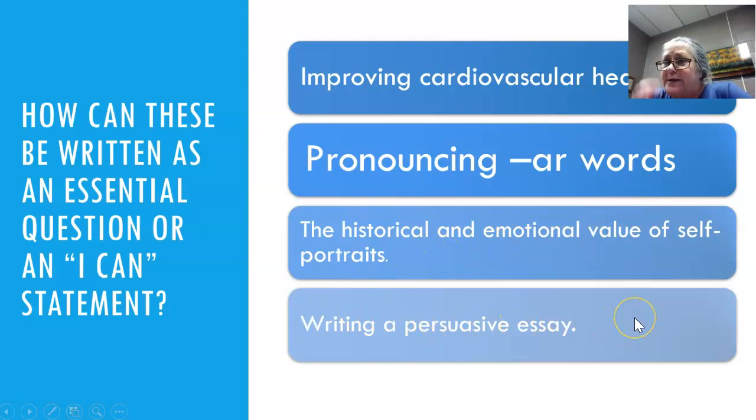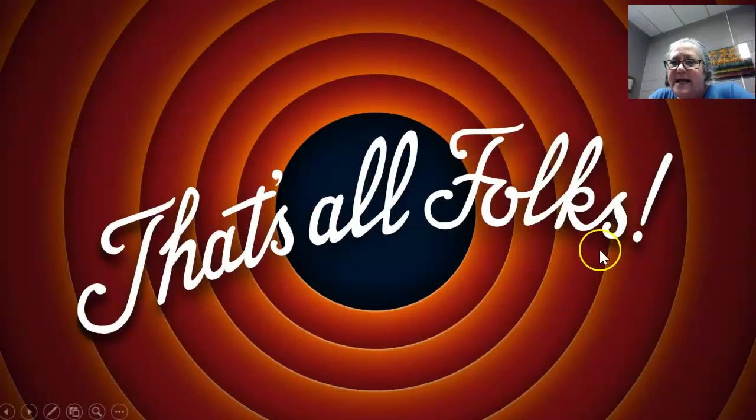Writing a persuasive essay. So that's pretty broad. What are parts of the persuasive essay that you're teaching in that class, and what would be some good essential questions that you could ask? So that's it for now. What we'll be doing is just simply going through bit by bit the part of the lesson plan template. So keep watching, and I'll see you again soon.